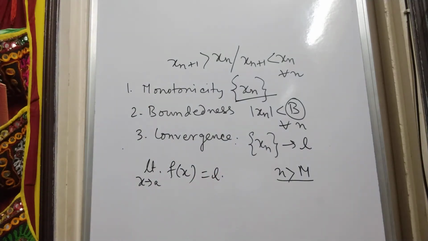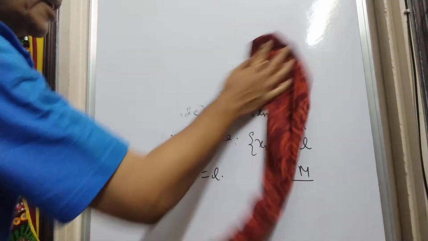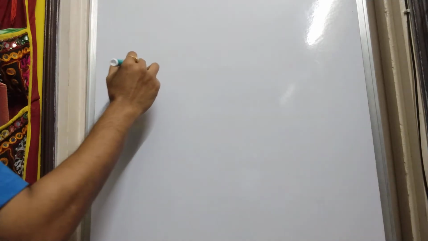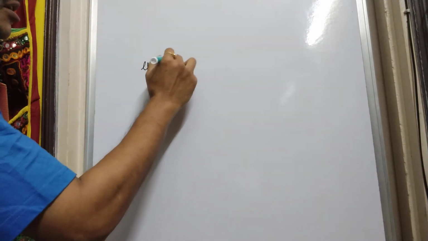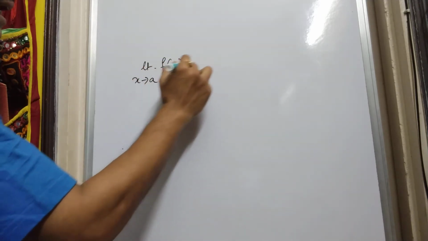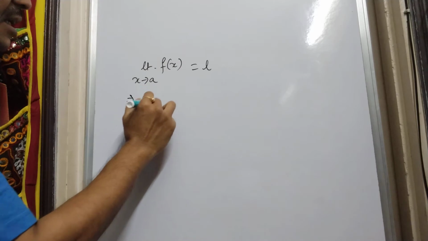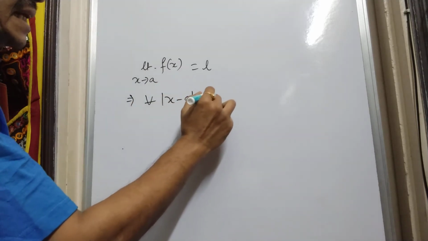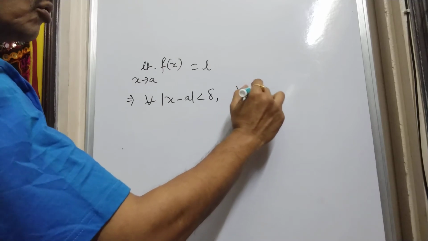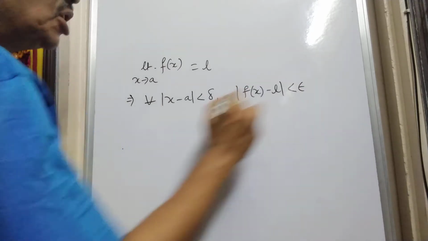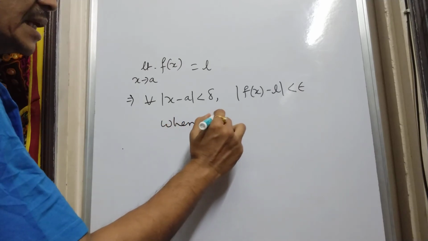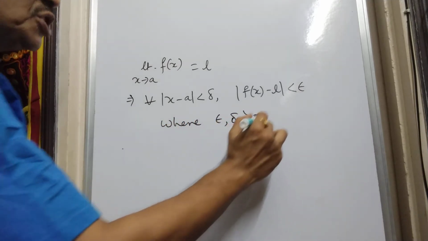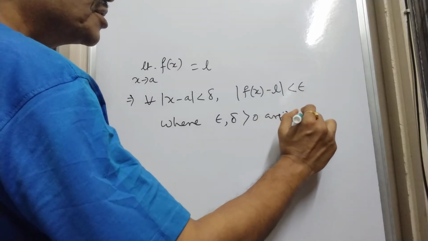How? Let us see this very important concept which you would like to explain. Just remember the epsilon delta definition of limit of a function fx as x tends to a. If it is L, we say that for all mod of x minus a less than delta, we must have mod of fx minus L less than epsilon, where this epsilon and delta are both positive and arbitrarily small.